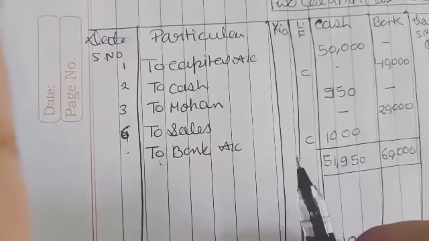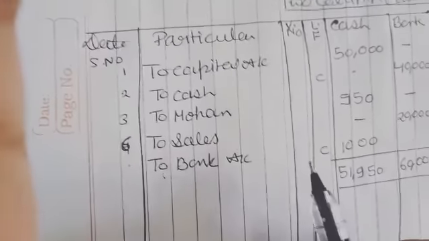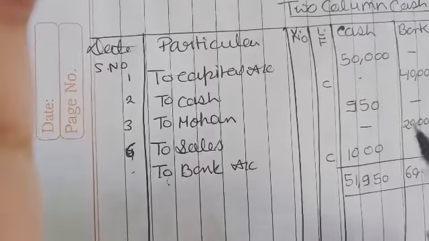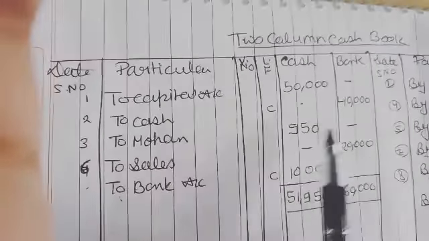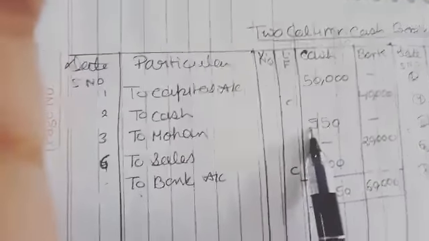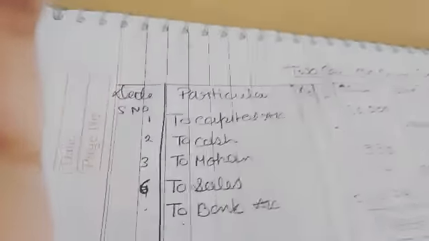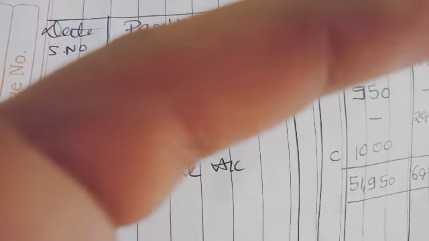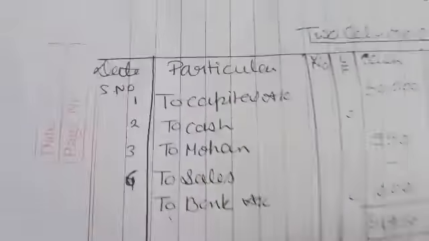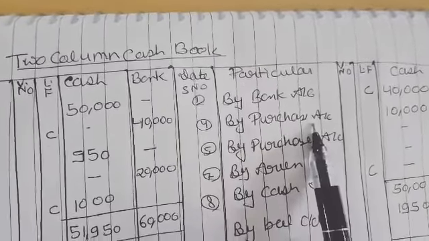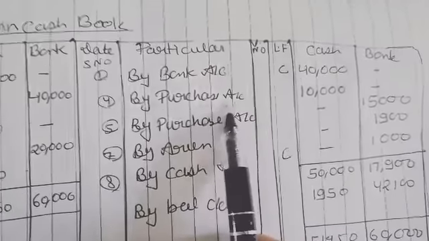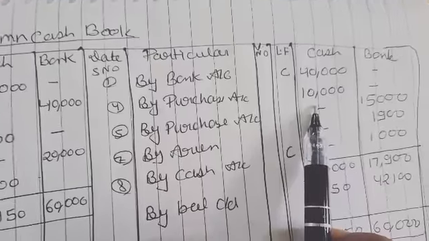Next point is received cash from Mohan 950. If we receive cash, so debit what comes in? We write to cash 950. Next point is bought goods for cash 10,000. If we bought goods for cash, we write by purchase, because if we purchase something, cash will go out from us. We write by purchase 10,000.